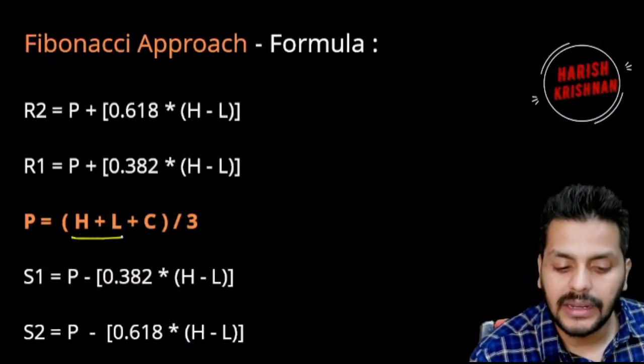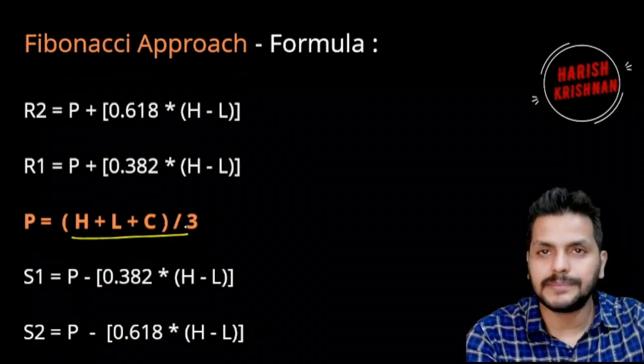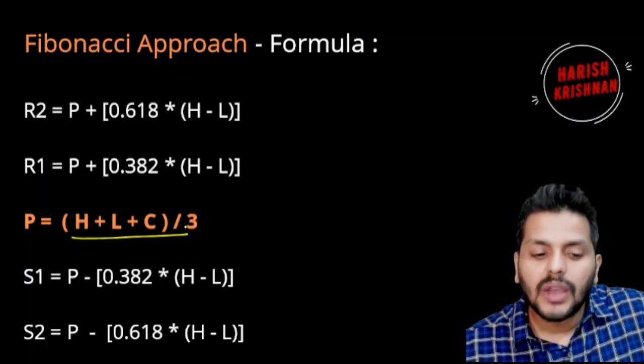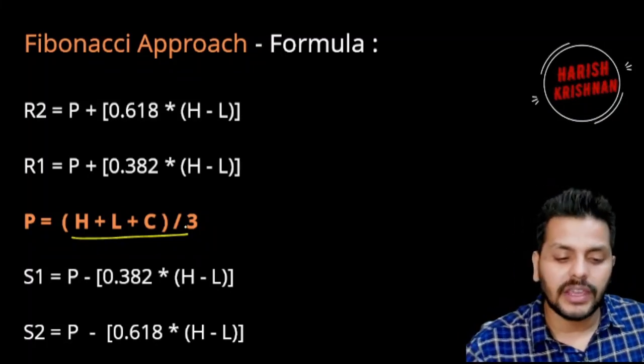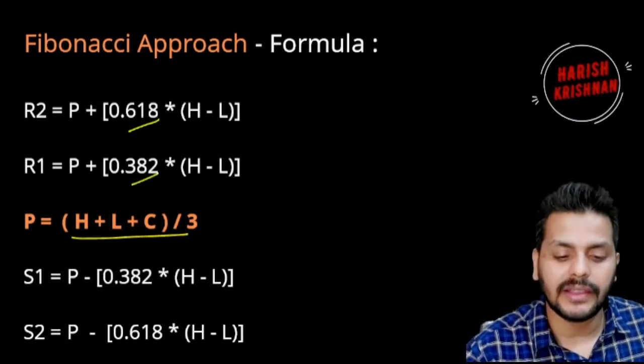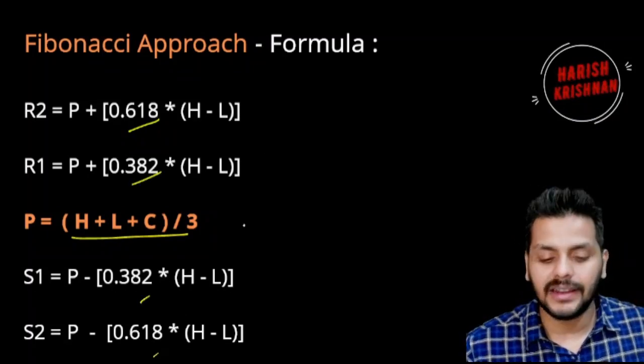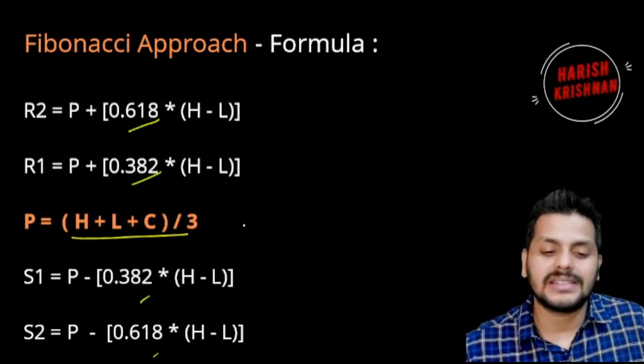I hope you know that the central pivot there is again high, low and close divided by 3, wherein the resistance points change, where one is at a 61.8% retracement level and the other one is 38.2%, while the same goes on to the other side, down on the support side.